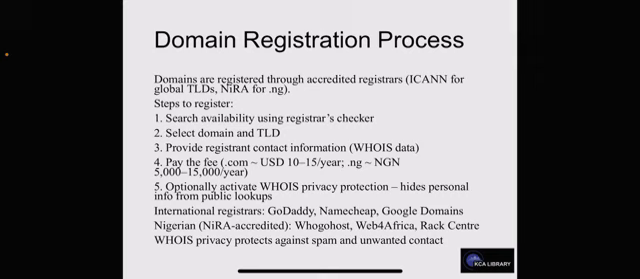So now let's move on to domain registration process. How can we register a domain? Domains are actually registered through accredited registrars like ICANN for global TLD, NiRA for NG. So the steps to register them: the first one is to search availability using registrar's checker. When we are done with that, the second step is to select the domain and TLD. Select your domain, make sure that it is aligning with your brand. Then the third one is to provide registrant contact information.